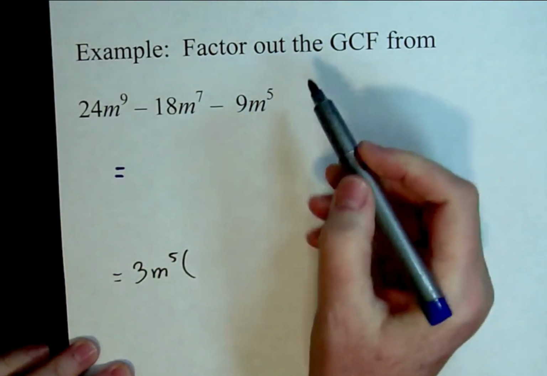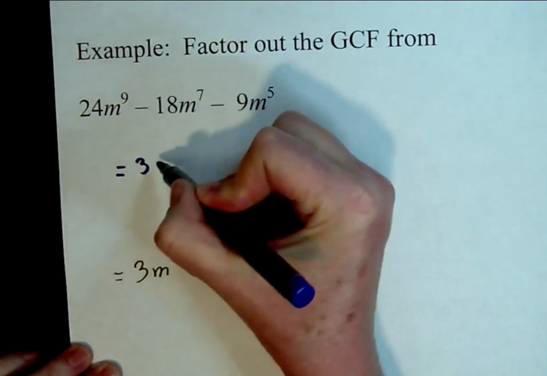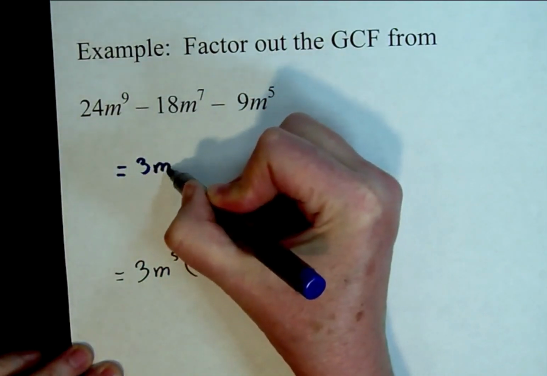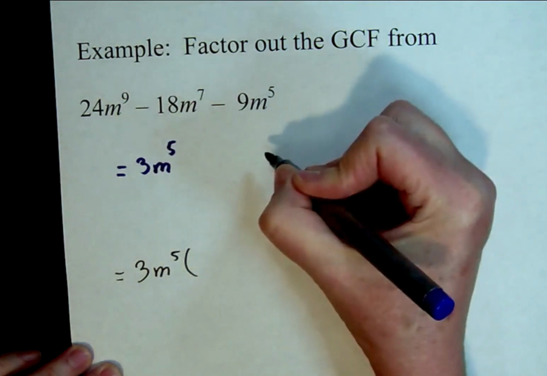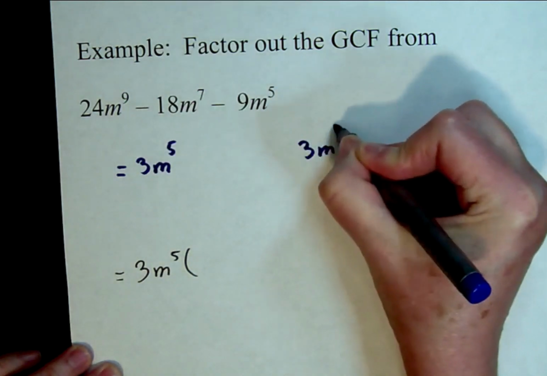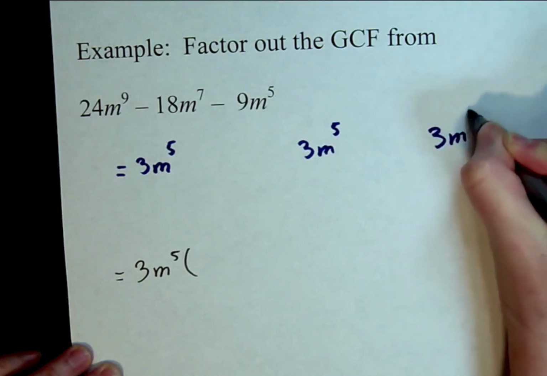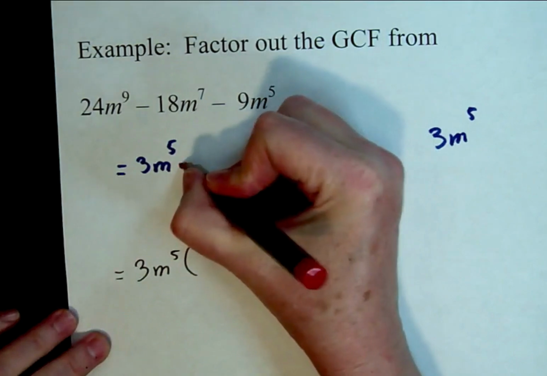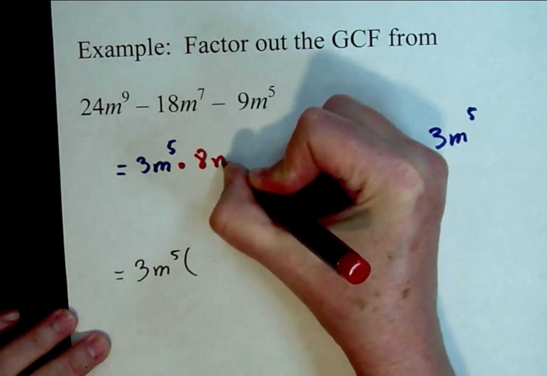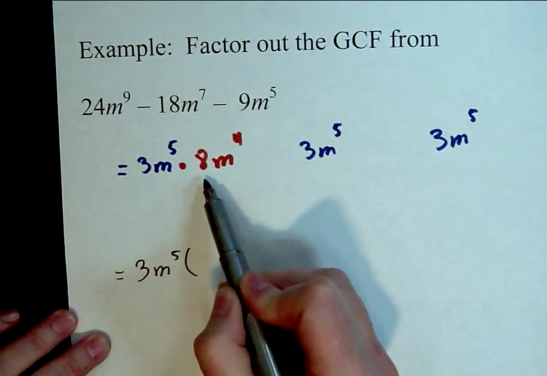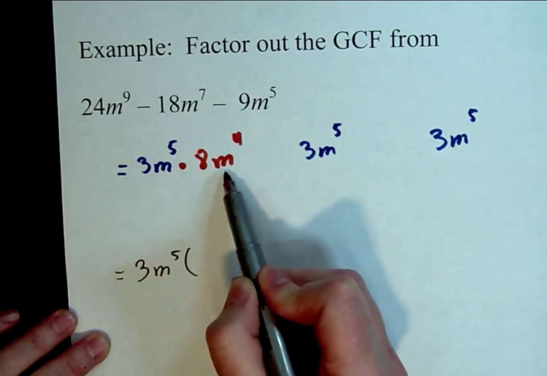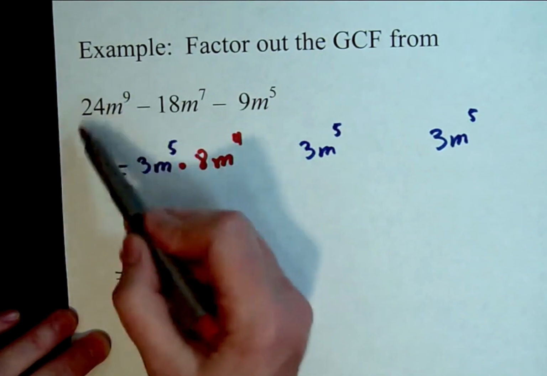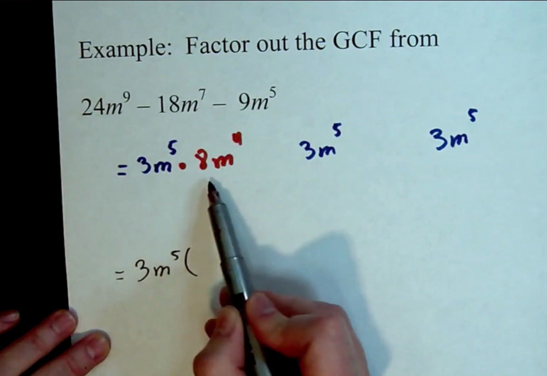So a greatest common factor is something that's a factor of all three of these. In other words, I can write all three of those terms as a product of 3m to the fifth and something else. So in this first spot, I would have 3m to the fifth times 8m to the fourth. And you can just double check: 3 times 8 is 24, m to the fifth times m to the fourth, yeah, that's m to the ninth. So I've rewritten this first term as a product of 3m to the fifth times something else.